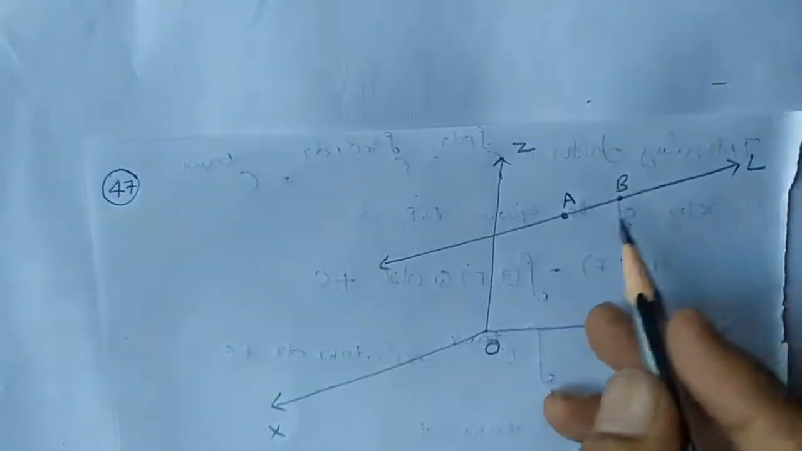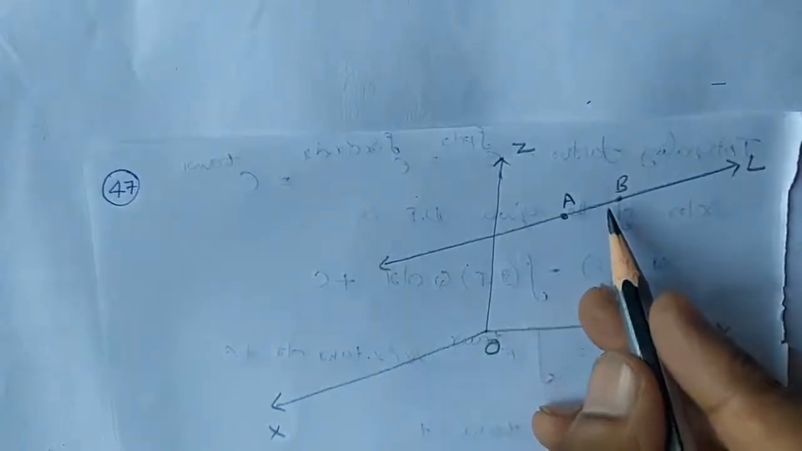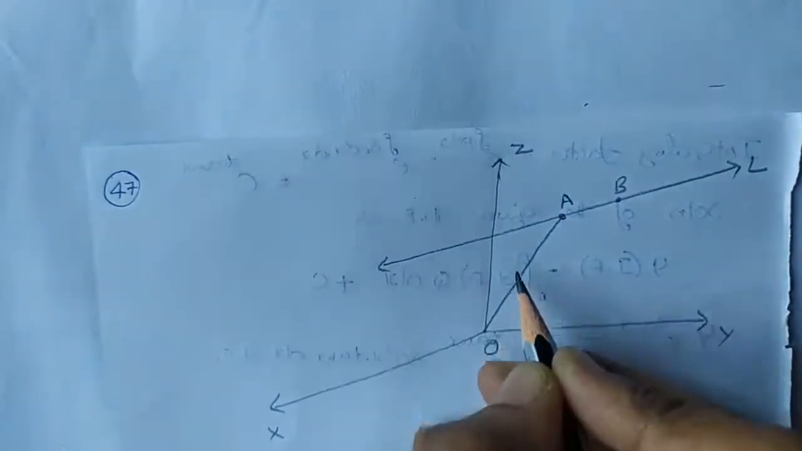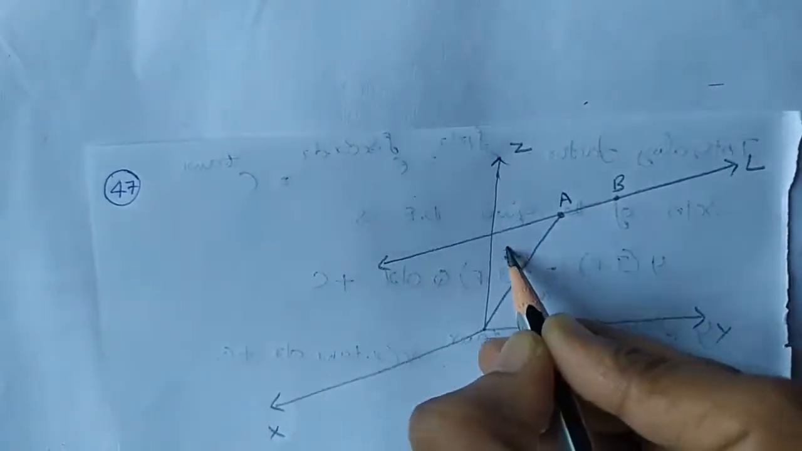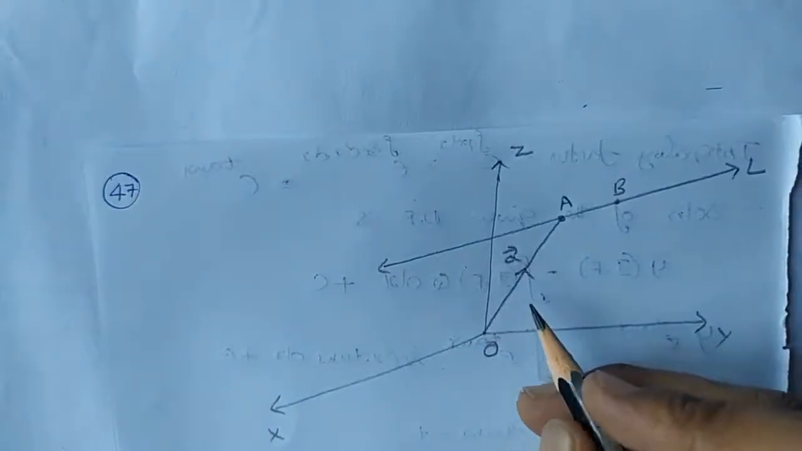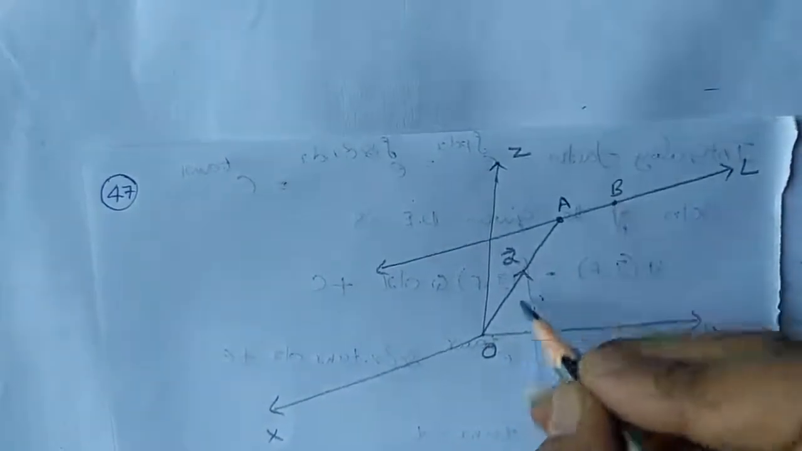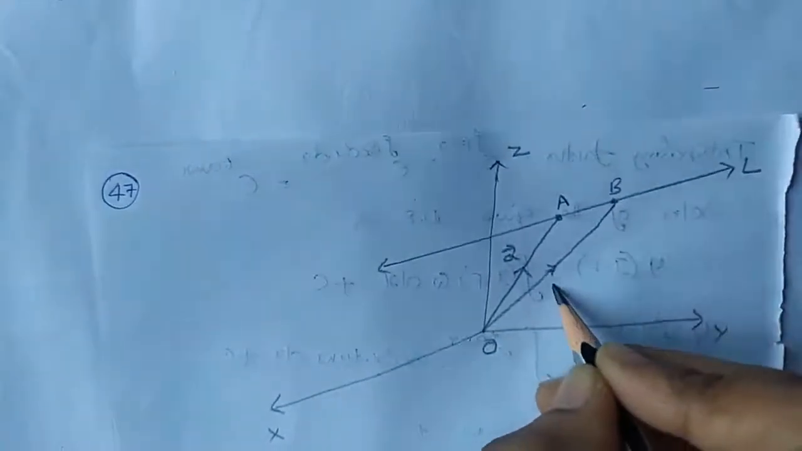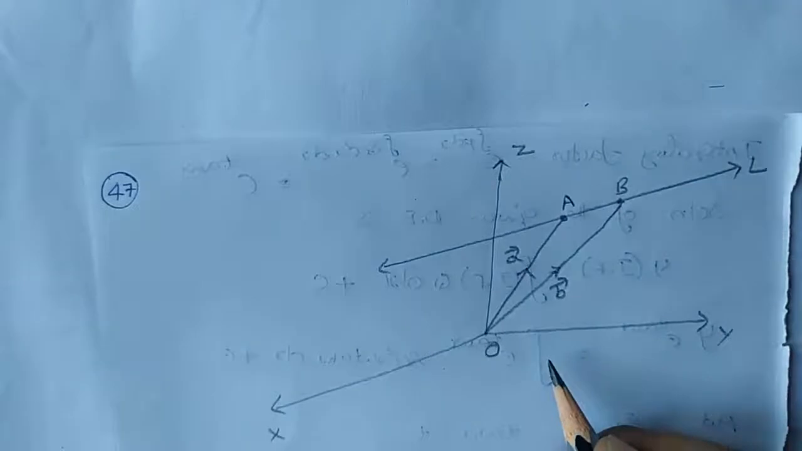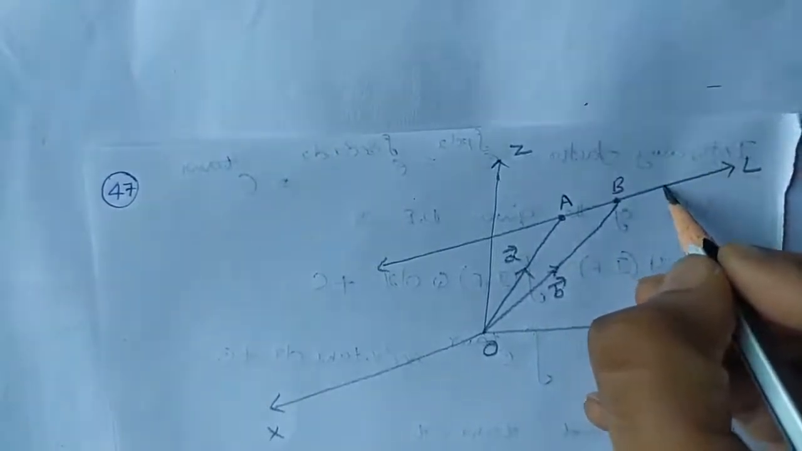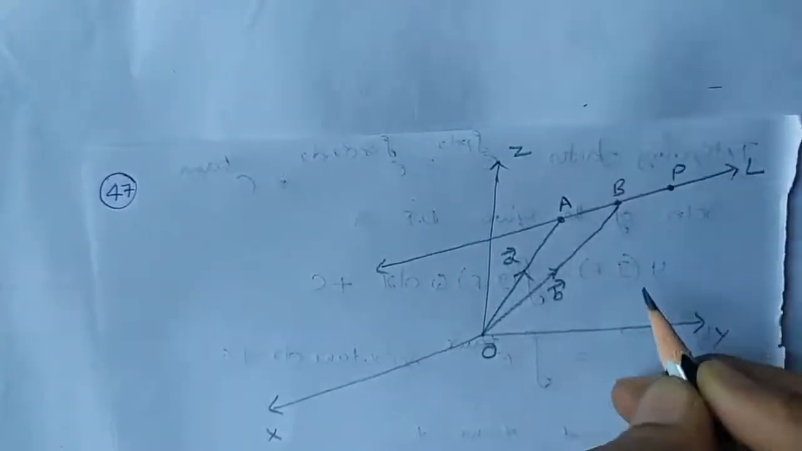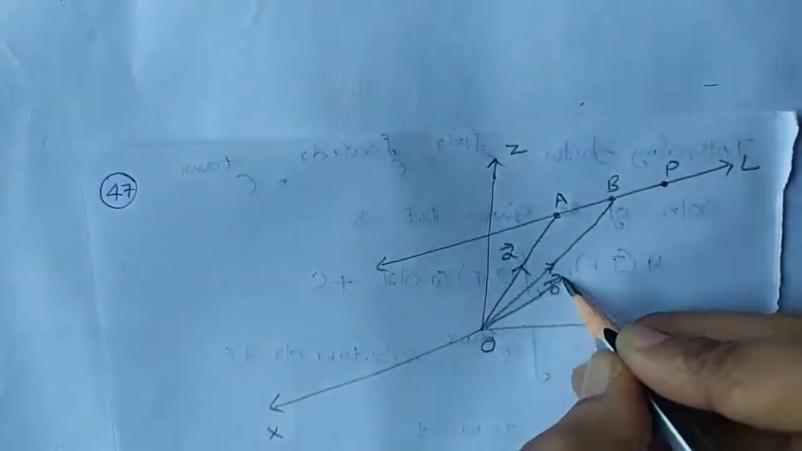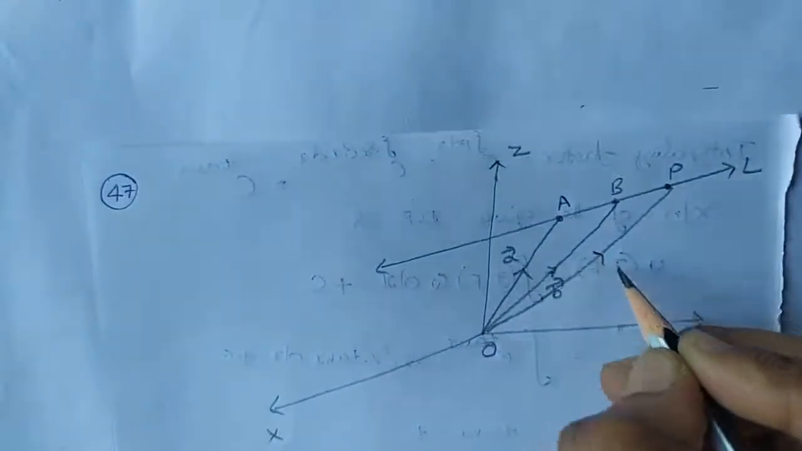Let L be a line passing through two points A and B. The position vector of the point A is A vector. Next, the position vector of the point B is B vector. Next, let P be any point on the line whose position vector is R vector.